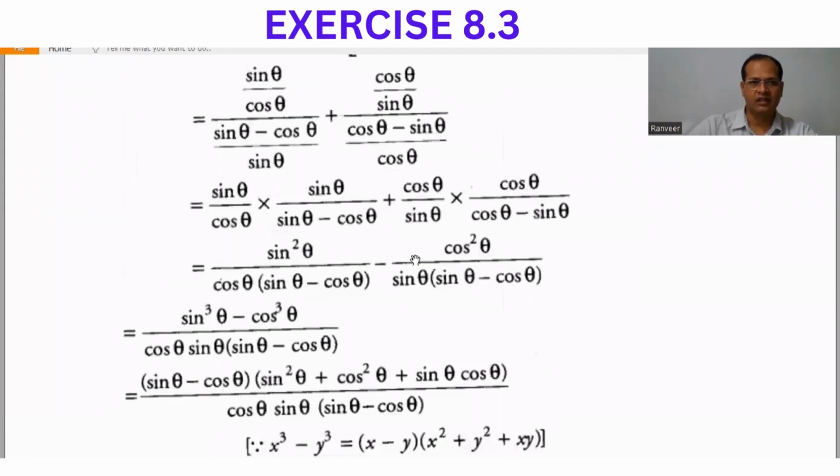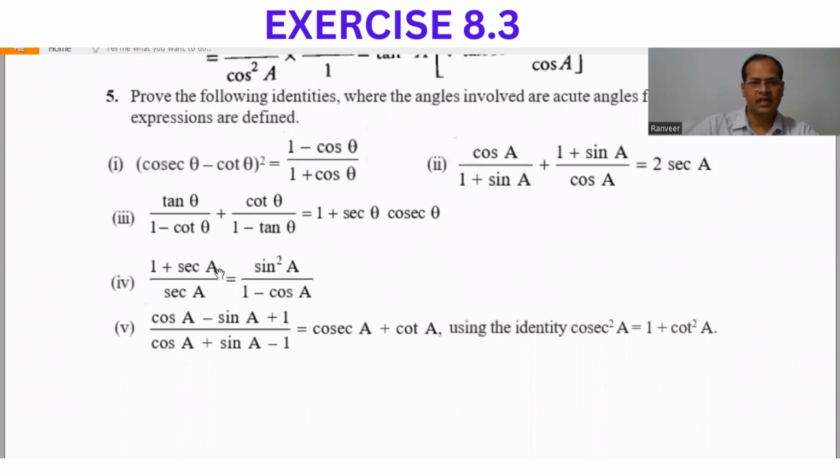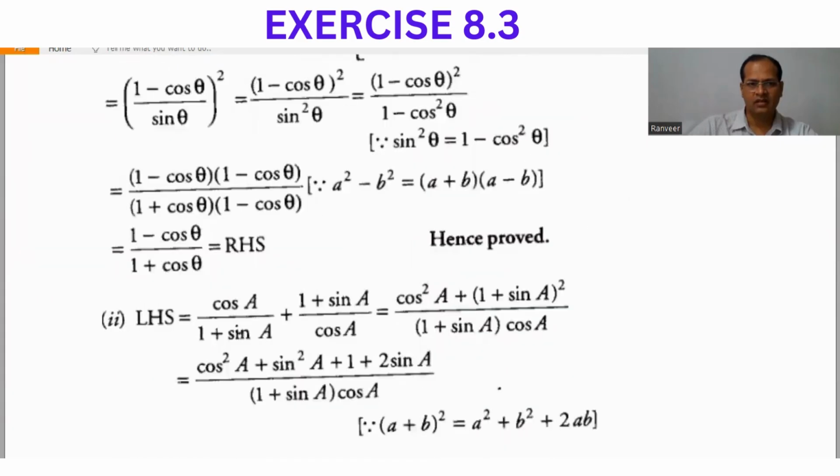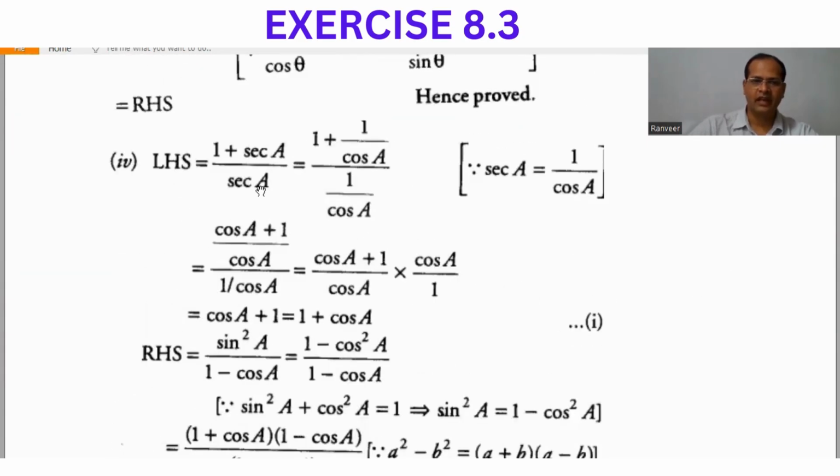Similarly, fourth question number, if you will see, this is question number 4: (1 plus sec A) by sec A equal to sin square A by (1 minus cos A). If you see the calculation of question number 4, 1 plus sec A, same technique. If the same technique is grasped in all of them, the question will be done very easily. So we wrote its reciprocal first, then calculated: (cos A plus 1) divided by cos A, and here cos A went up. Now this is cos A, this is cut, this is 1 plus cos A.